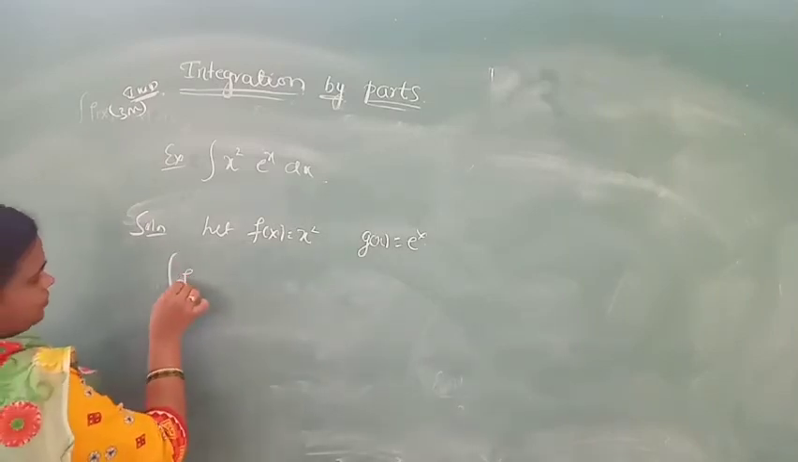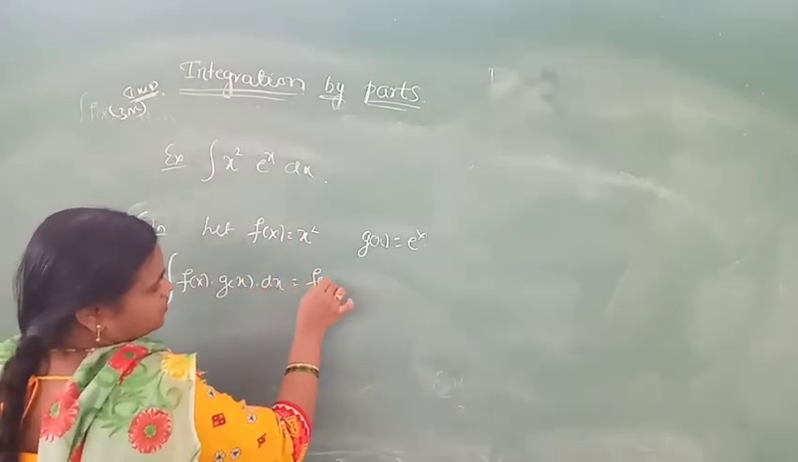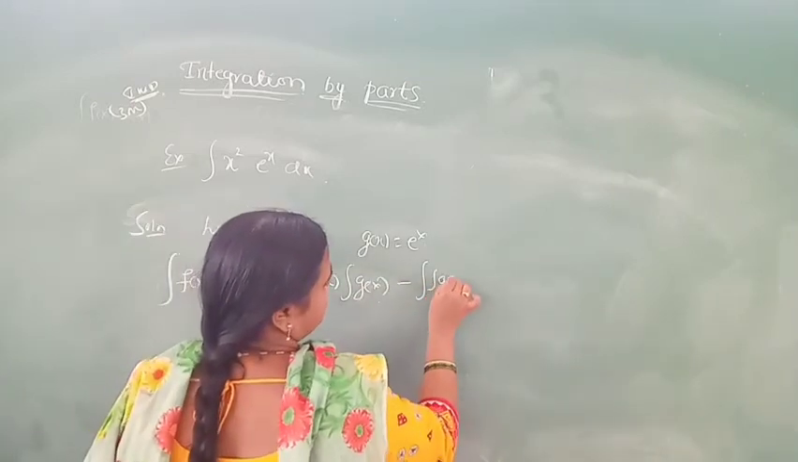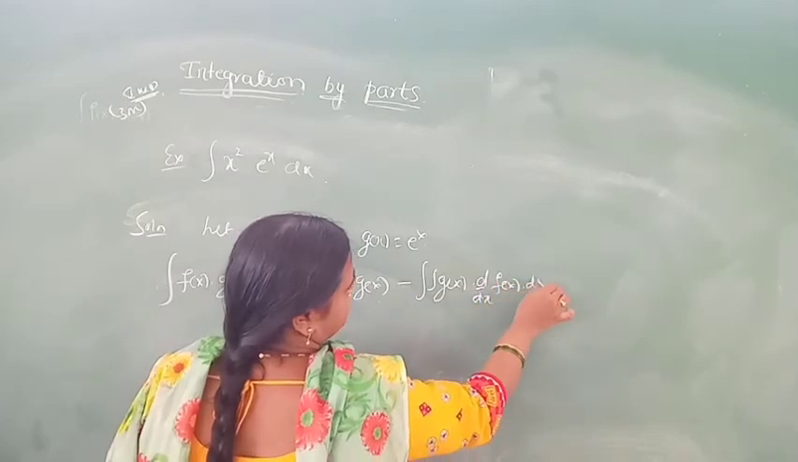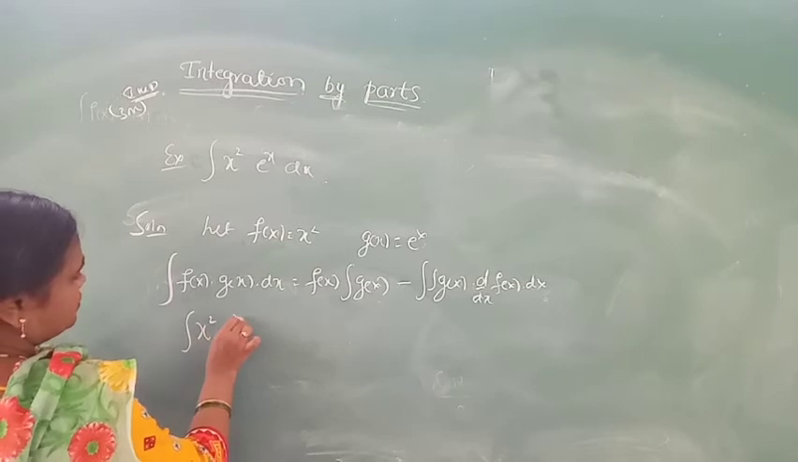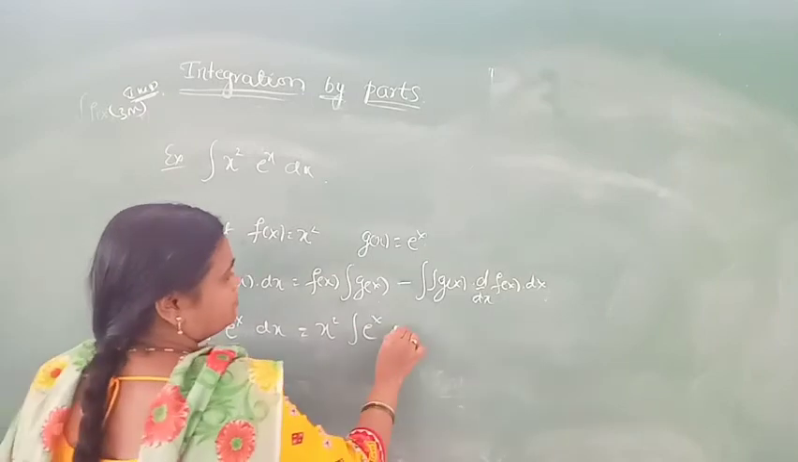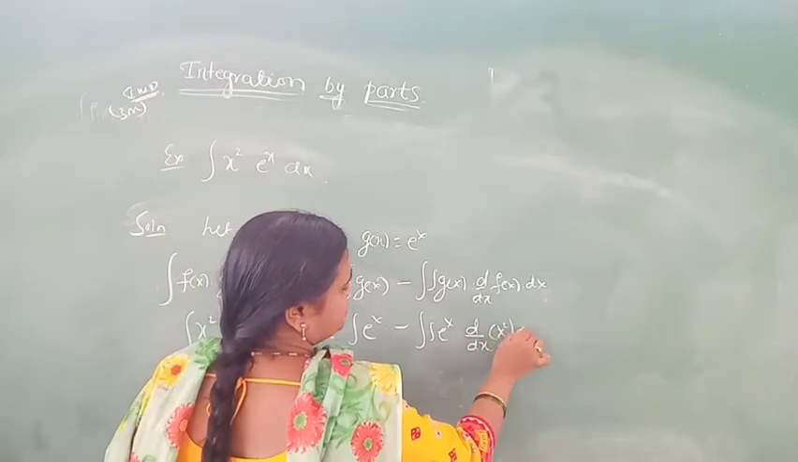Okay, what is the formula? Product of two functions f of x g of x with respect to x is f of x integration of g of x minus integration of [integration of g of x times d by dx of f of x] with respect to x. This is the formula we have to apply. Then integration of x square e to the power x dx is x square integration of e to the power x minus integration of [integration of e to the power x times d by dx of x square] with respect to x.